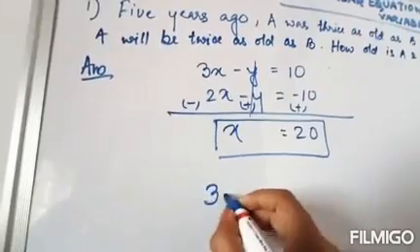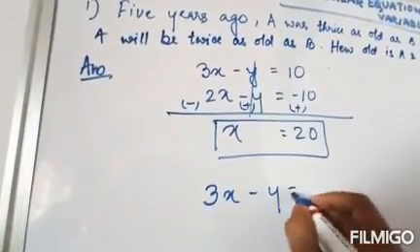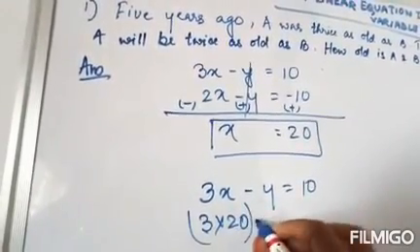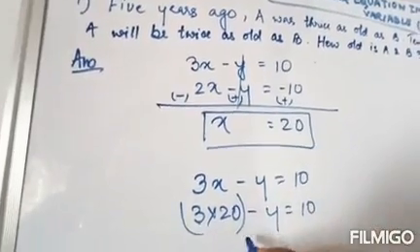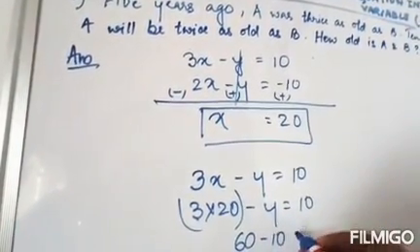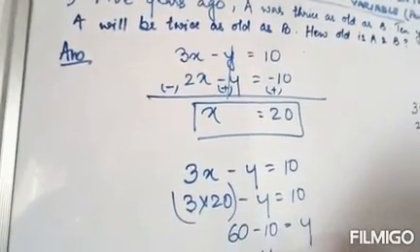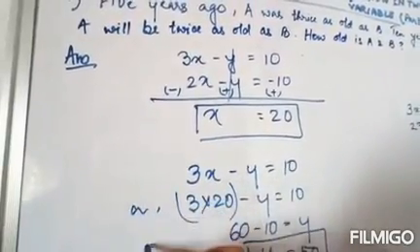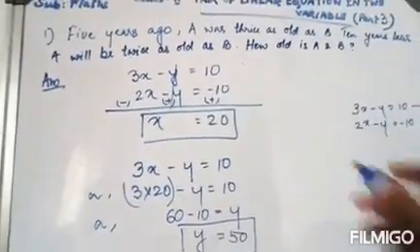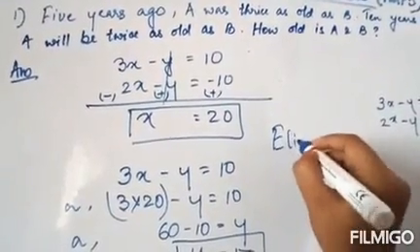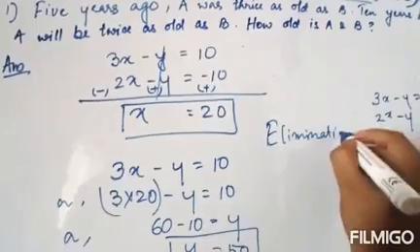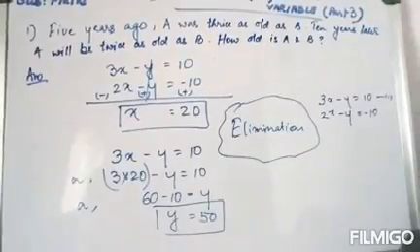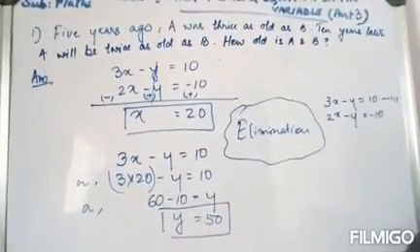And this value I am going to substitute. So 3x minus y is equal to 10, or 3 into 20 minus y is equal to 10, or 60 minus 10 is equal to y, which means y is equal to 50. Understood? This is my method of elimination. This is how we solve by using the elimination method.